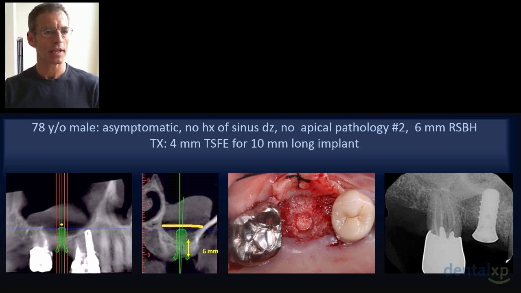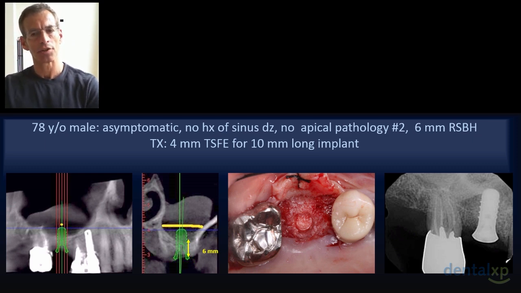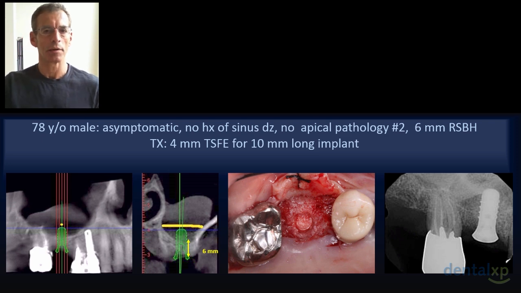Typical protocol for me, here's a 78-year-old male who is asymptomatic. He has no history of sinus disease. There is no apical pathology of number 2 contributing to the membrane thickening, and he has 6 millimeters of subantral bone. I perform a simple transcrestal elevation and place a 10 millimeter long implant with uneventful healing.